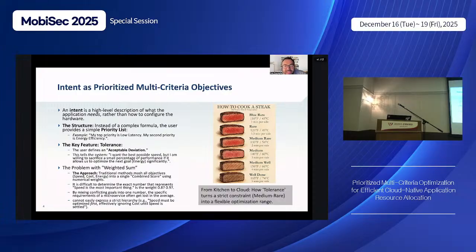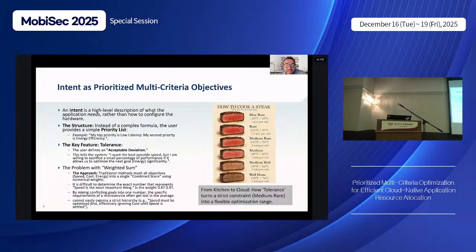The first priority is doneness. You want it medium rare. That means that it needs to be cooked at 54 degrees Celsius. And the second priority is efficiency. You want it to be cooked quickly. In a traditional weighted sum approach, you mathematically average these goals. The algorithm might interpret this as cook it at a high temperature for a short time, resulting in a steak that is lukewarm but served very fast. And that is a failure.